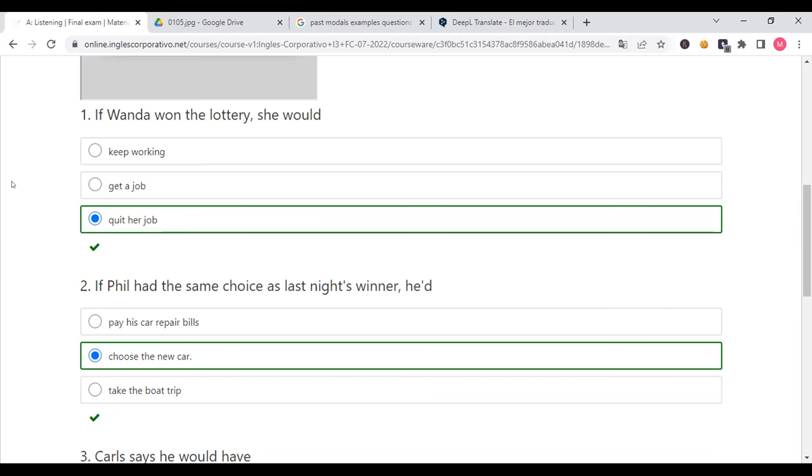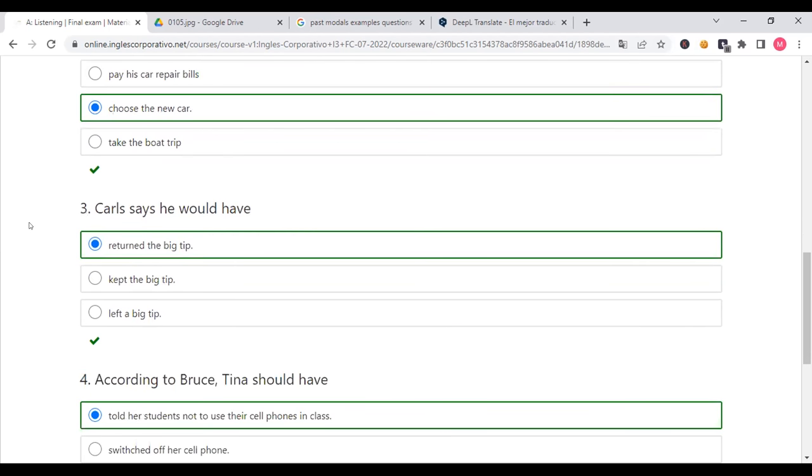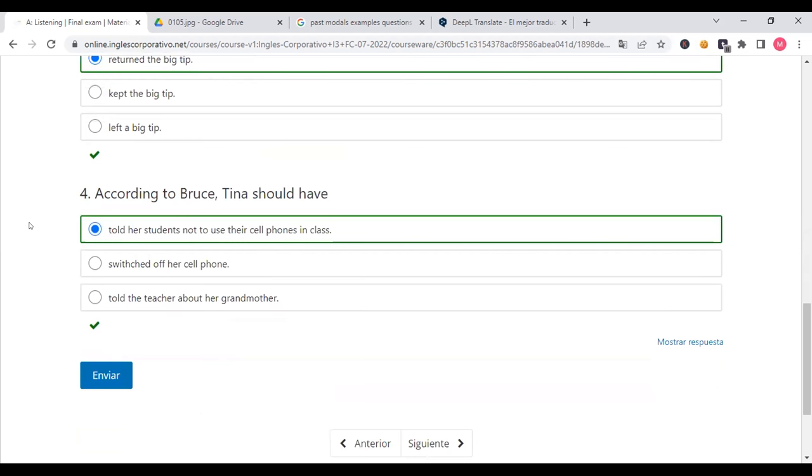If Wanda won the lottery, she should quit her job. It will have the same joy as last winner. He choose the new car. Carl says he will have returned the big tip. According to Bros, Tina should have told her student not to use their cell phone in class.